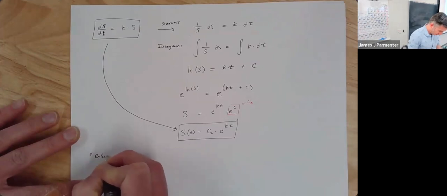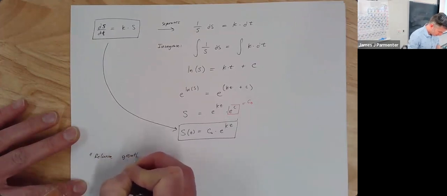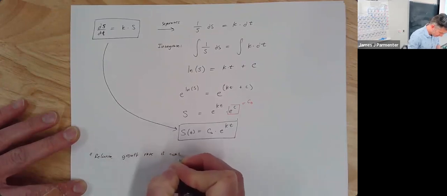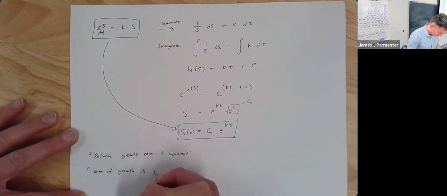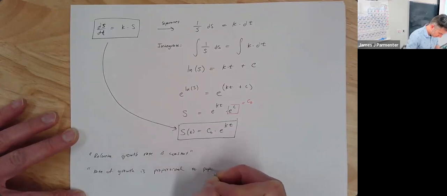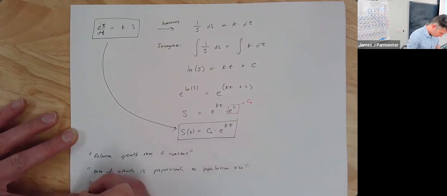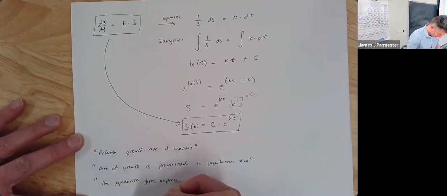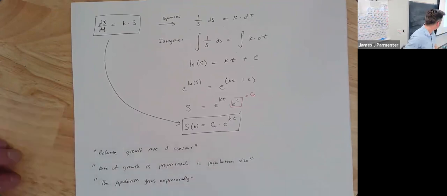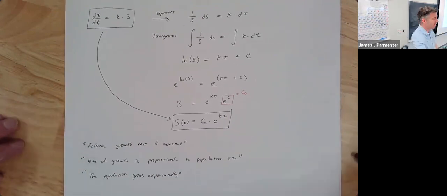The relative growth rate is constant, or the rate of growth is proportional to population size, or the population grows exponentially. These all mean the same thing. Let me write them down. Let me write down exactly what they mean.